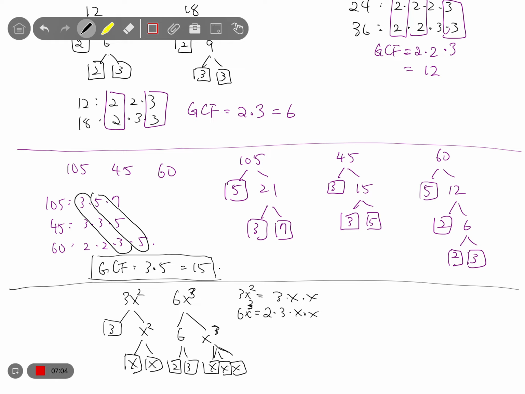So let's see what they have in common. Notice they have 3 in common, x in common, another x in common. So the GCF in this case will be 3x squared.